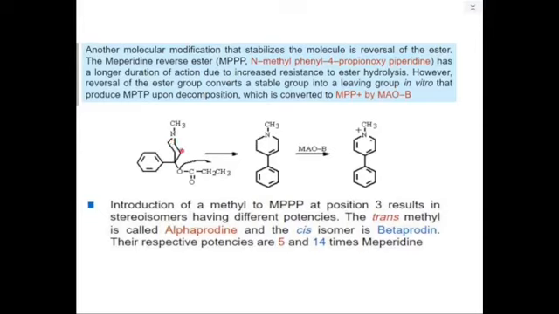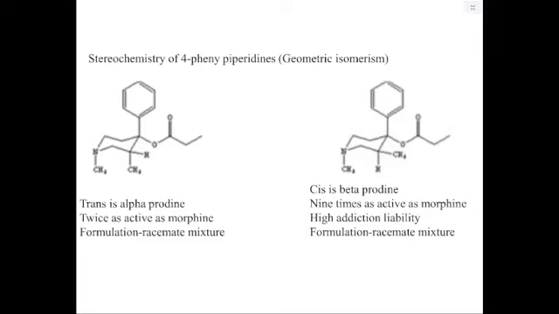Once you introduce a methyl group at position number 3, it results in stereoisomers having different potencies. You can have the trans methyl, which is called the alpha, and also the cis isomer, which is the beta. And of course, the beta is more active than the alpha. So now I go back, and this is where we are. Trans is the alpha. You can see this one looking down, facing down, has the alpha orientation, whereas that has the beta orientation, looking up.